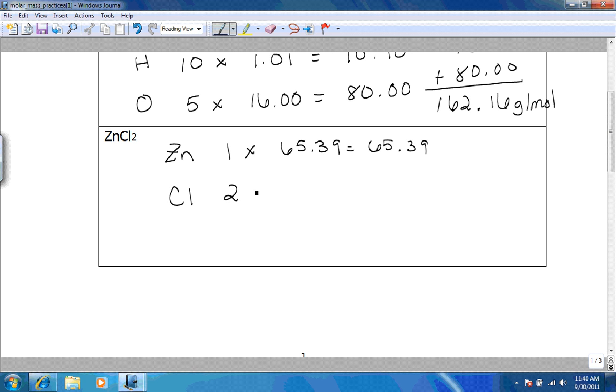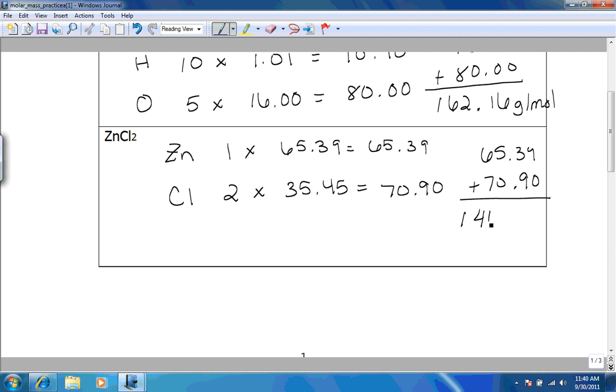Chlorine, we have two of them. Chlorine is 35.45 when you look on the periodic table. So it's 2 times 35.45. That comes out to be 70.90. We're going to add those numbers together. And that comes out to be 146.29.